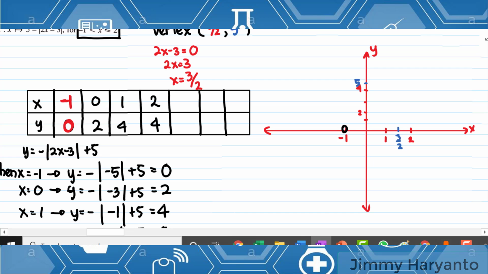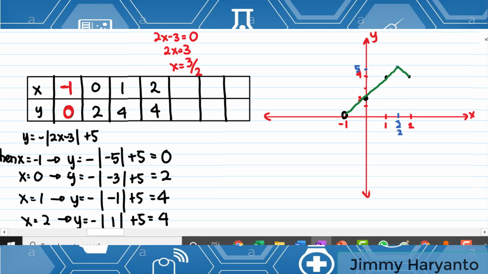Yeah, and then (0, 2) right here, (1, 4) right here, and then (2, 4) is right here. Do not forget the vertex. The vertex is (3/2, 5), so it will be right here. And then you have to draw the line like this and like that.